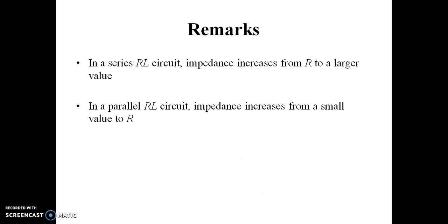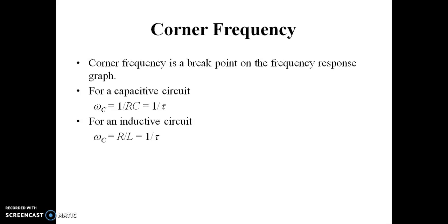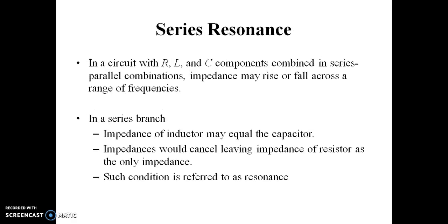In a series RL circuit, impedance increases from R to a larger value. In a parallel RL circuit, impedance increases from a small value to R. Corner frequency. Corner frequency is a breakpoint on the frequency response graph. For a capacitive circuit, omega C is equal to 1 by RC is equal to 1 by tau. For an inductive circuit, omega C is equal to R by L is equal to 1 by tau.